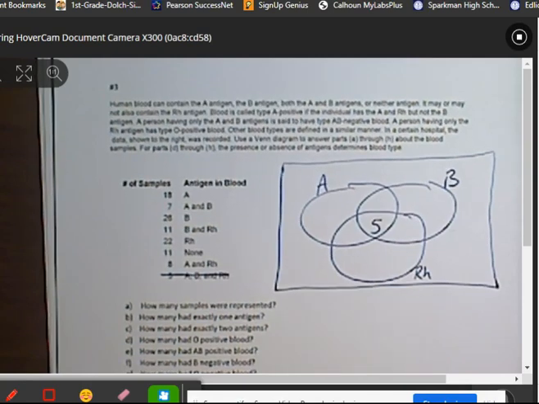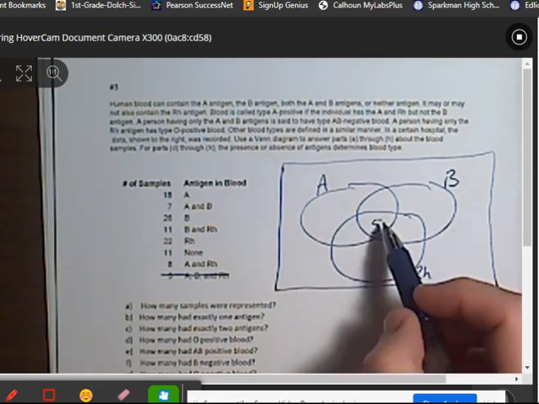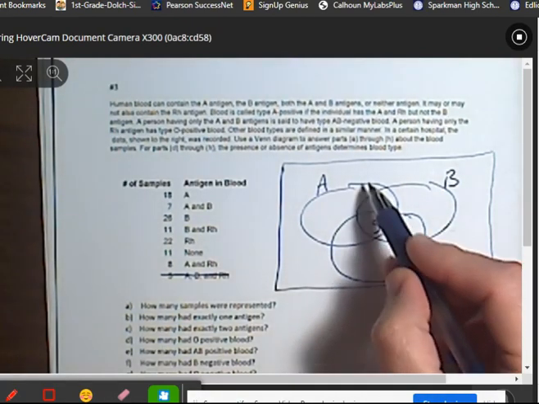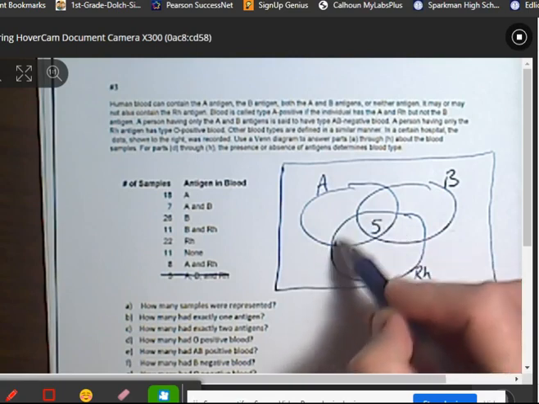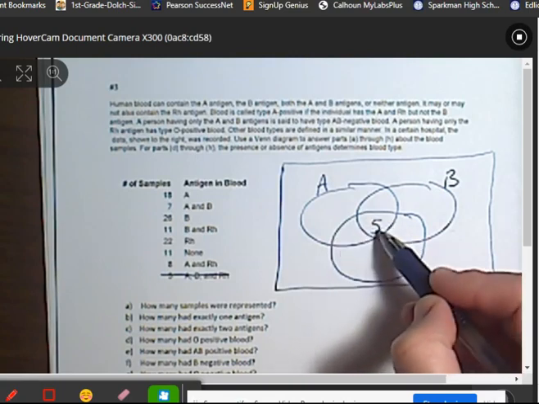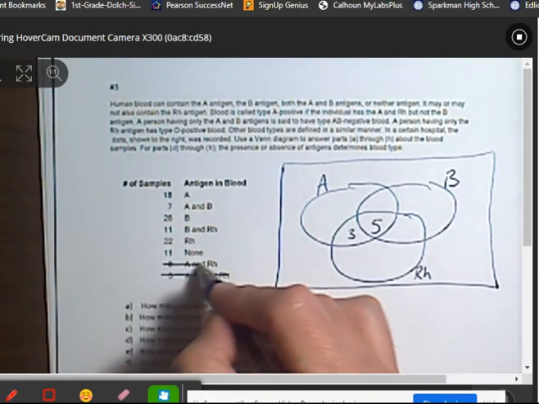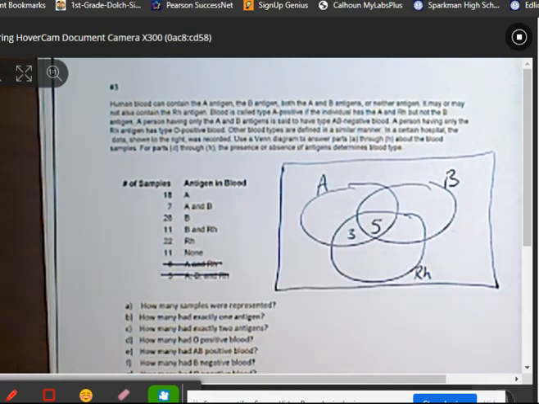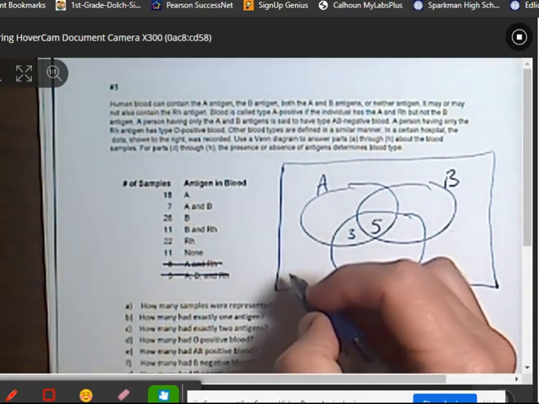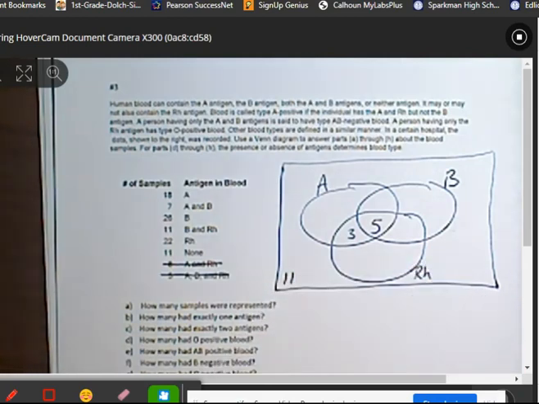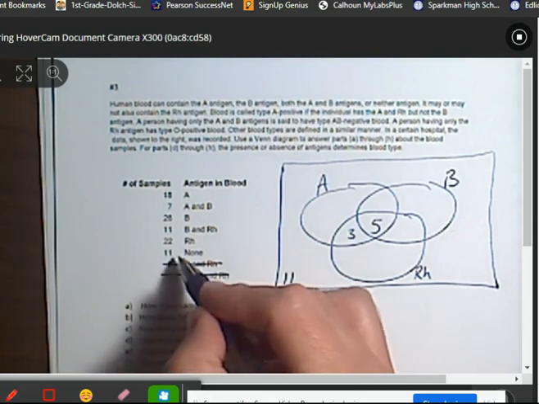If you go to the next one, the A and the RH has 8 total. So if you look at the overlap of the A and the RH right here, that one has 8 total. You've already got 5 here. So if you do 8 minus 5, that would leave you with 3 that would be there. Okay, they gave you 11 that was none, so that's 11 that's on the outside, doesn't have anything at all. So it's the part that's out here.